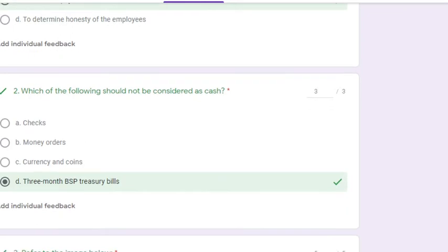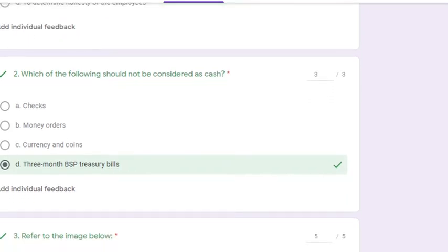Number 2, which of the following should not be considered as cash? So checks, money orders, currency and coins, 3-month BSP Treasury bills. So isa-isahin natin. Obviously, the answer is letter D. Letter A, checks.